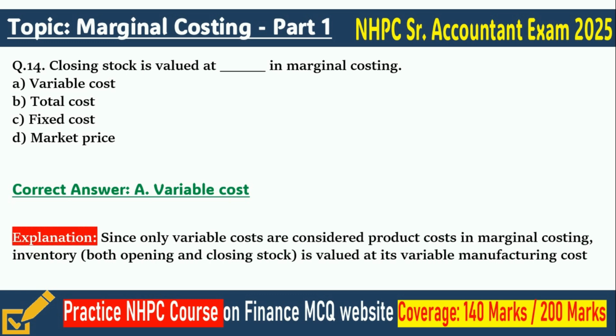So, only variable costs are considered product cost in marginal costing. So, inventory, both opening and closing, is valued at its variable manufacturing cost. Moving on. Friends, next question.